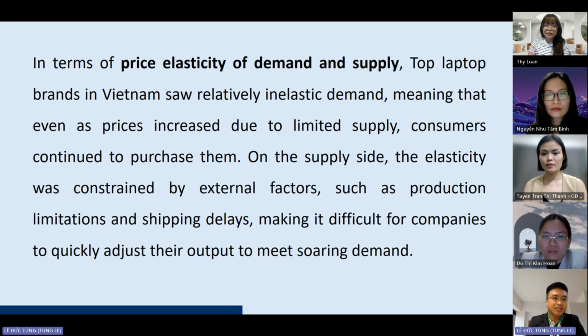In terms of price elasticity of demand and supply, top laptop brands in Vietnam saw relatively elastic demand, meaning that even as prices increased due to limited supply, consumers continued to purchase them. On the supply side, the elasticity was constrained by external factors such as production limitations and shipping delays, making it difficult for companies to quickly adjust their output to meet soaring demand.